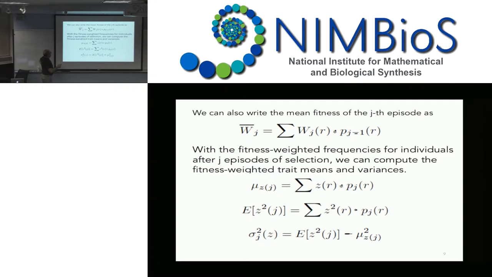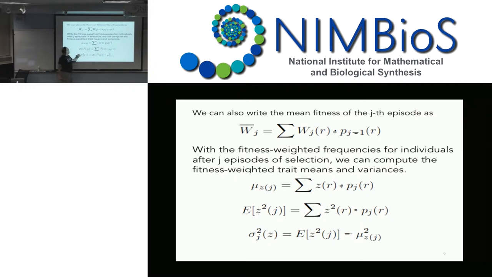So you can basically go ahead then and figure out what the mean and the variance for a specific trait is. We've talked so far about how the fitness weight of individuals changes by weighting on fitness components. If I then want to ask how a particular trait changes, we simply take the value for the trait in individual r and multiply it by the frequency for that individual after j episodes.